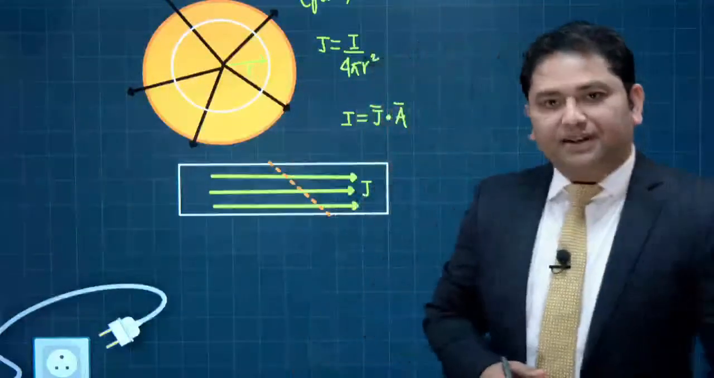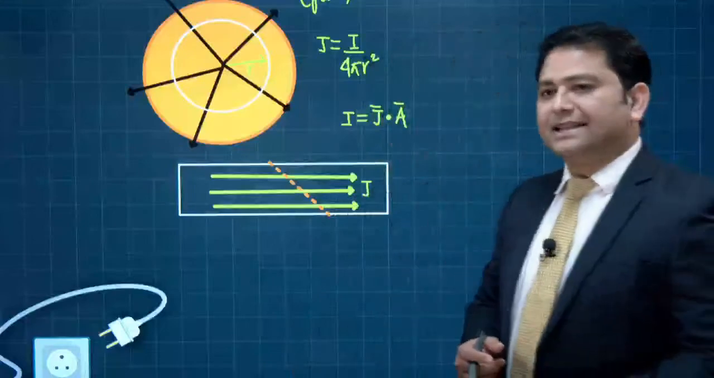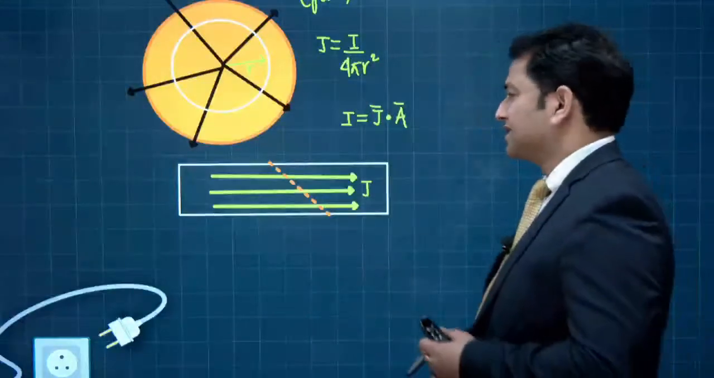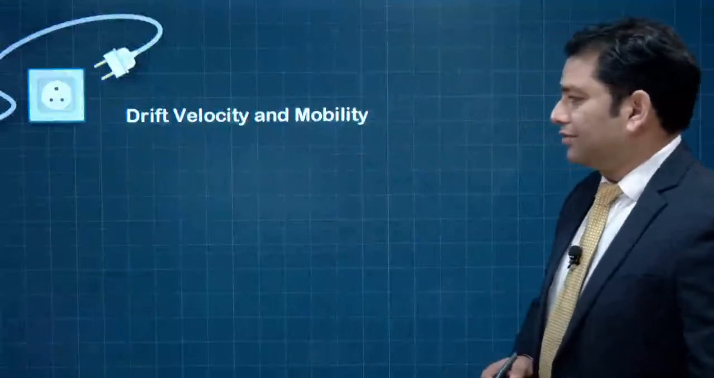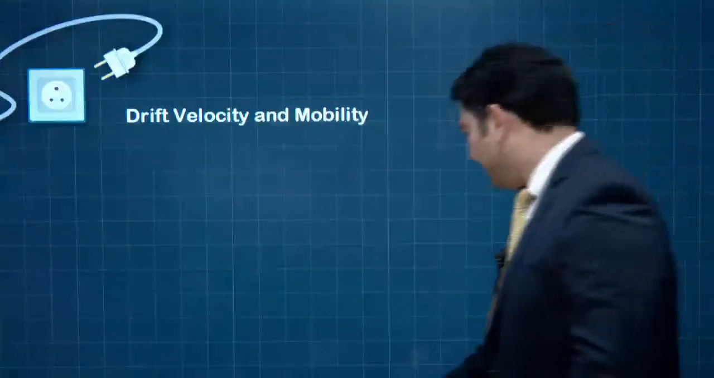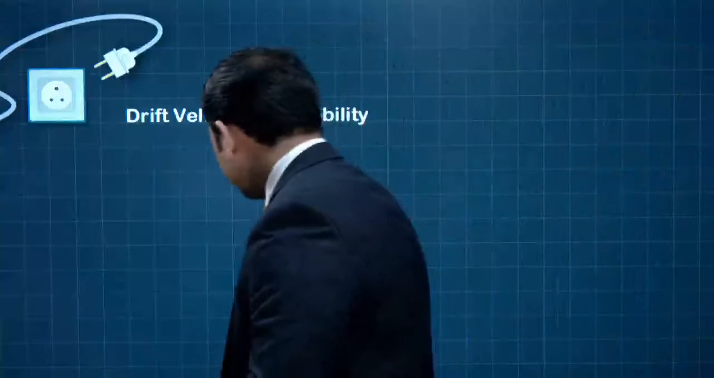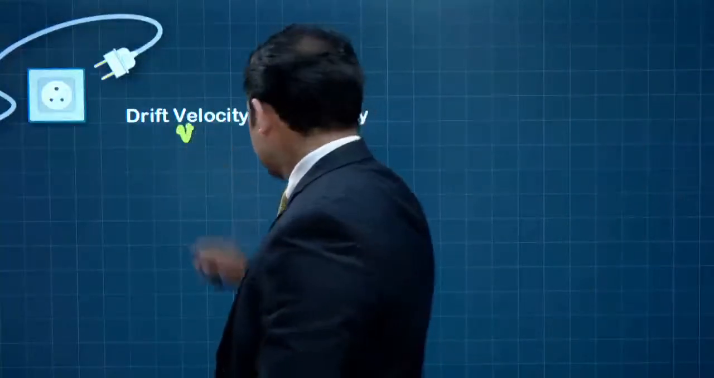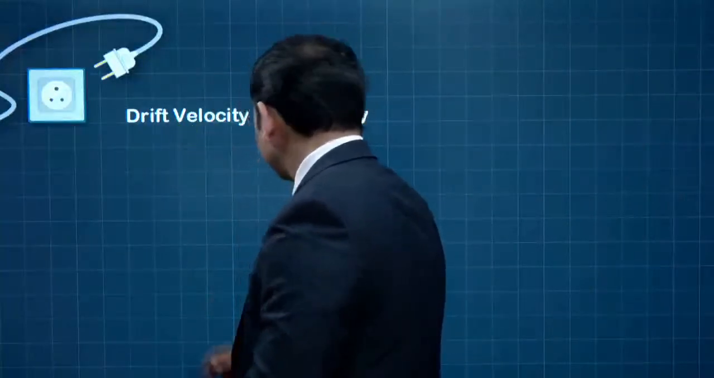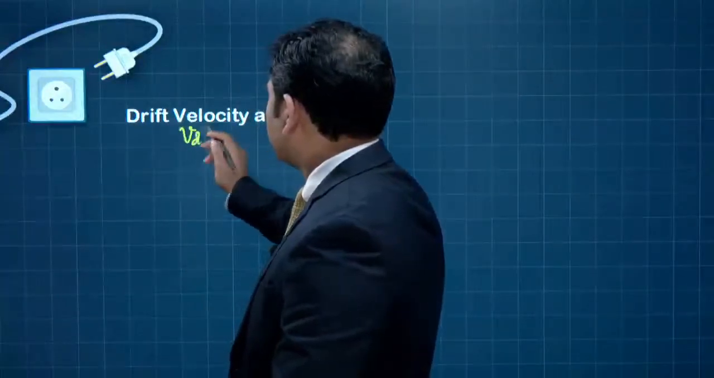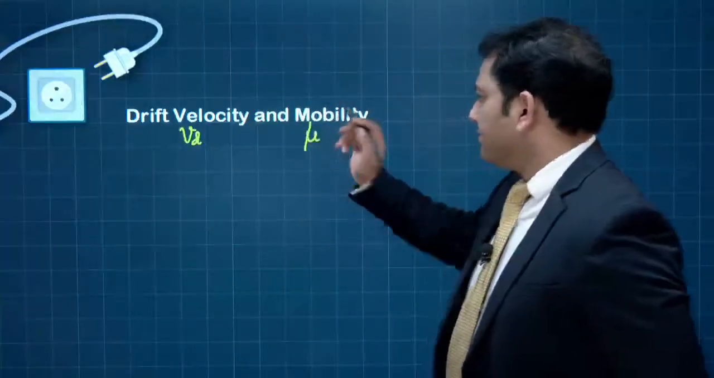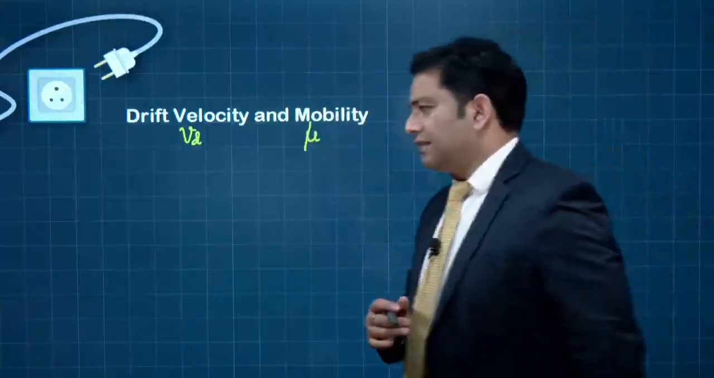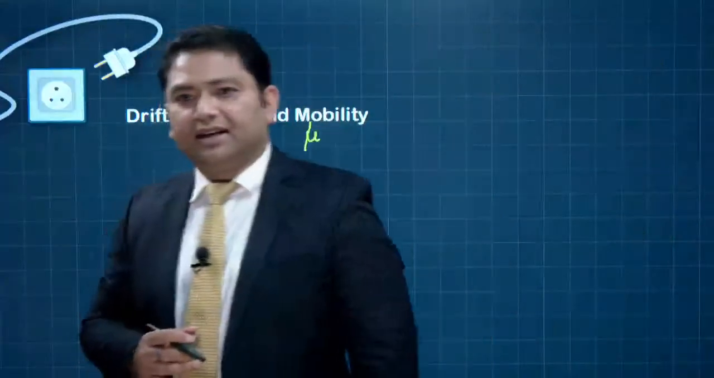So guys, now what we have done is that we have understood about the current density and all those things. Now we'll go to the next part, that's the drift velocity. So we'll be talking about the drift velocity and mobility. सबसे पहली बात, let's write the symbol. This is quite big. The drift velocity is represented by Vd. The mobility is represented by mu. Now let's try to understand what's the idea of drift velocity.